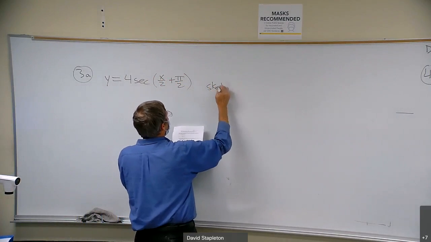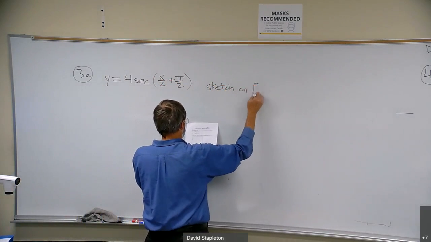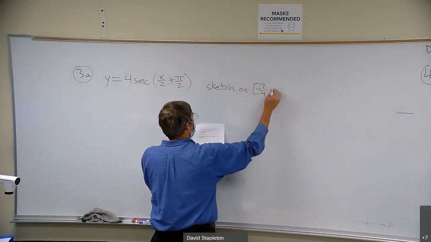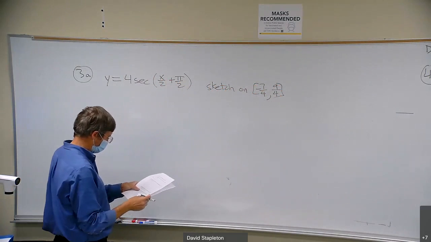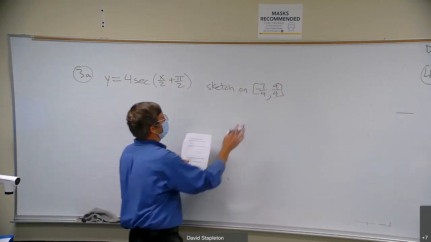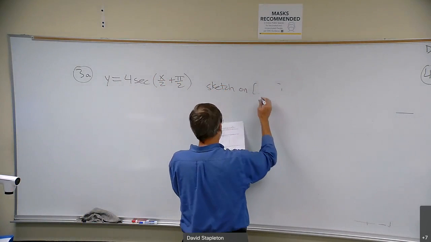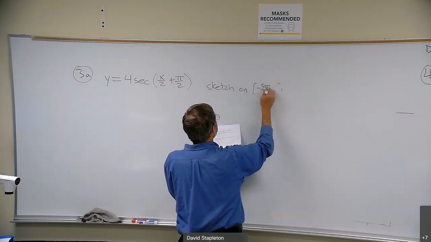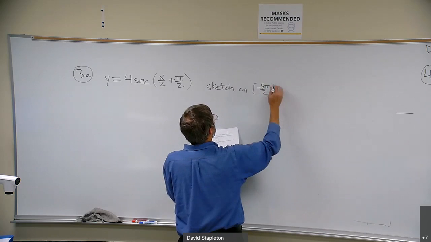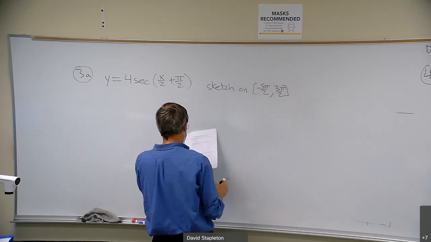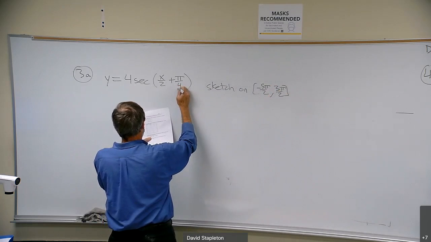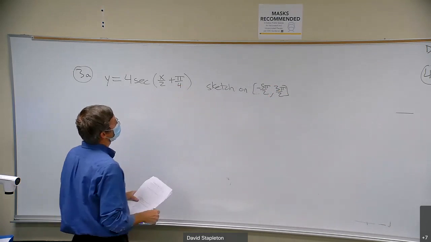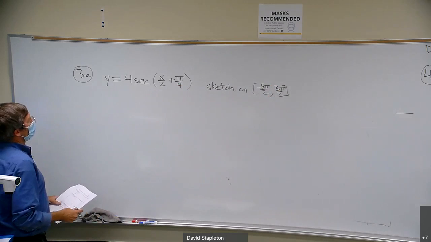Sketch on the interval minus 7/4 plus 9/4. Oops, I wrote the wrong one. Sorry to copy from the next line. Here, minus pi over 2, 3 pi over 2. Copied this wrong too. This is pi over 4. There we go. How about this one?